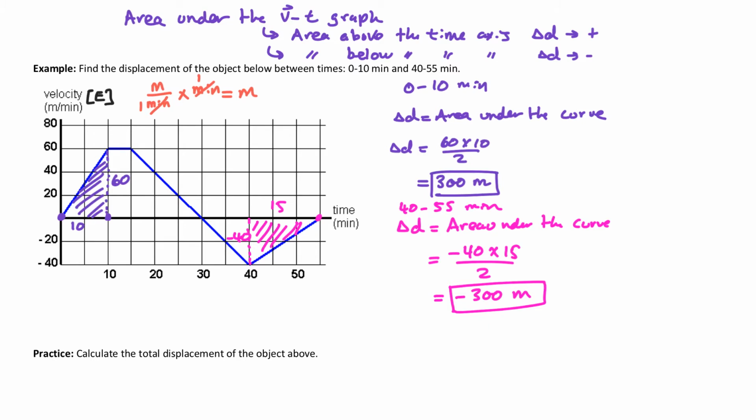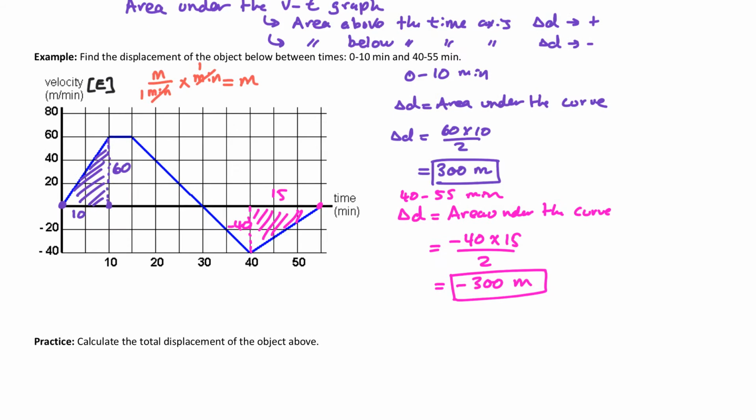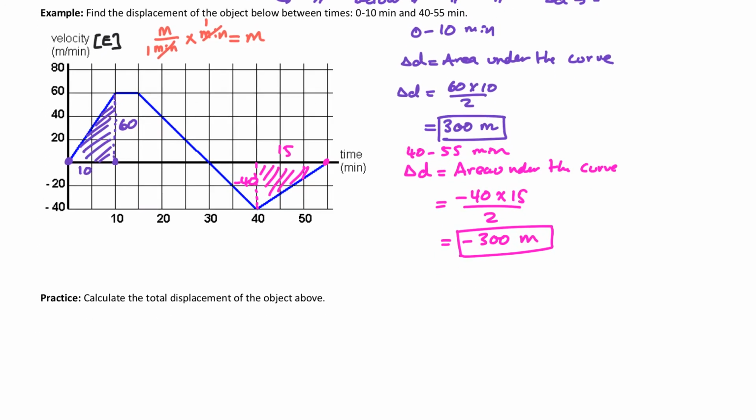We always use the area underneath the graph. And the next question says, calculate the total displacement of the object above. Okay, so in this case, we have to find a few other areas as well. I'm going to color them differently, this area over here. This is a rectangle. We've got a width of 5 and a height of 60. 60 times 5 is 300. It's plus because it's above.